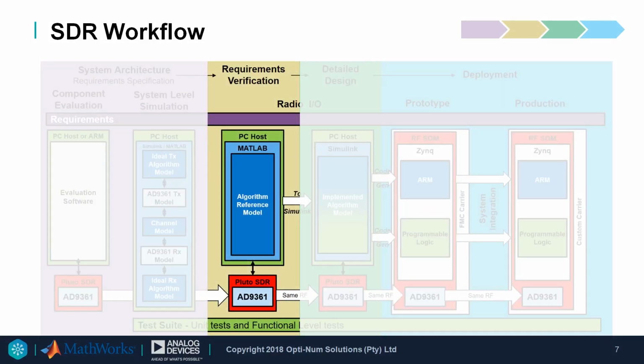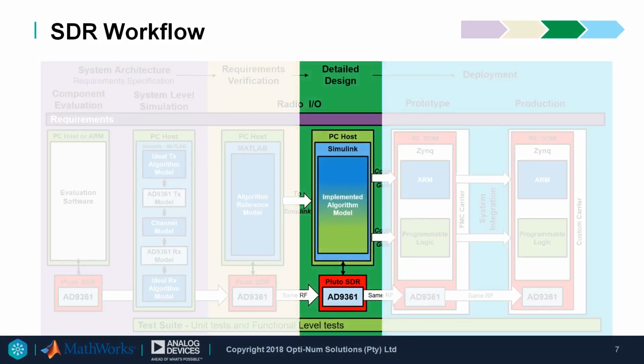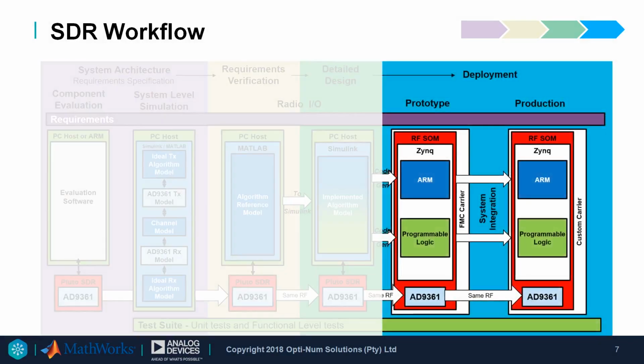In the requirements verification phase, we define our radio through MATLAB algorithms based on our requirements and verify that our algorithms meet real-world data specifications by testing the algorithms on the hardware validated previously. Next, we use Simulink for detailed design of a good hardware implementation of our radio. We can then enter the deployment phase using code generation tools to develop a prototype and finally integrate additional system elements into a production radio.